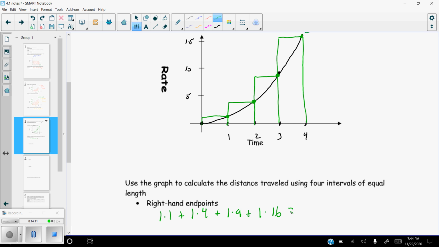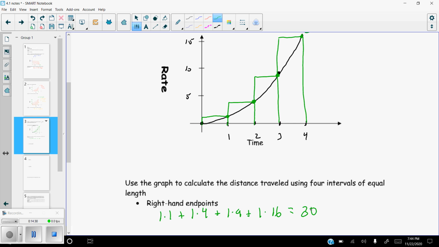So I can clearly add all those things up. I'm going to get 1 plus 4, which is 5, plus 9, which is 14, plus 16, which is 30. So you'd have an area of 30 units squared, whatever the units would happen to be there. I can use that method.